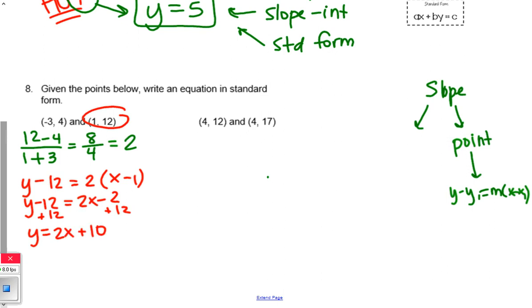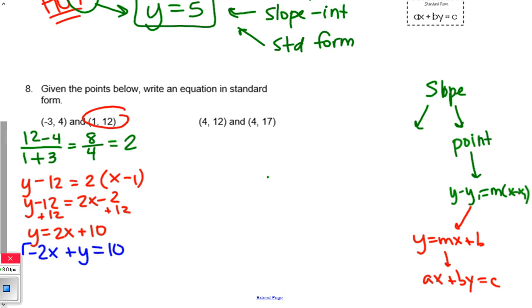Okay, you'd think I'm done, but now that I've gotten to y equals mx plus b, I still have one more step to go to get to standard form. Ax plus by equals c. So I'm going to have to move this 2x over by subtracting. And then I'm going to have to multiply everything by a negative 1 so that the a is no longer negative. There's my final answer. A lot of work for that one problem.